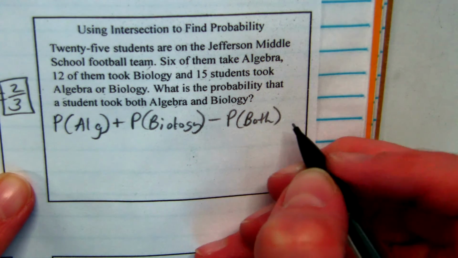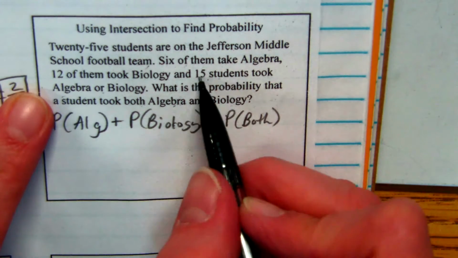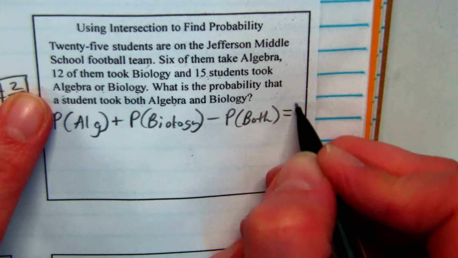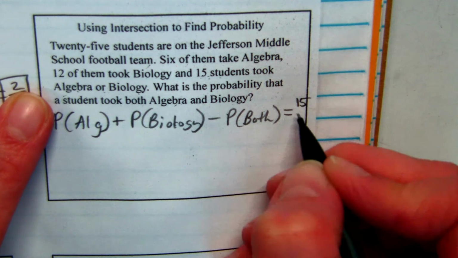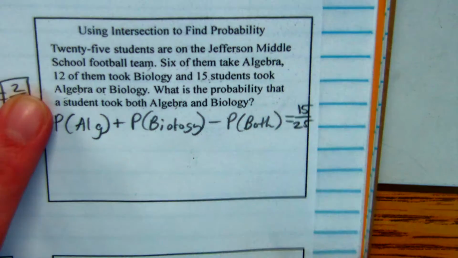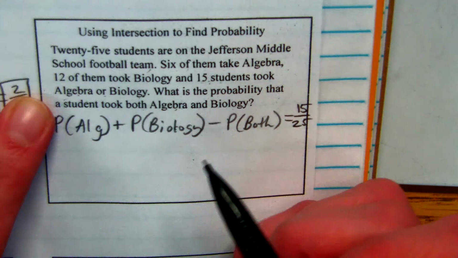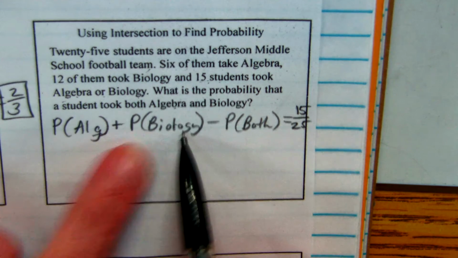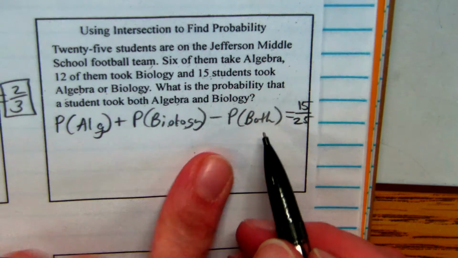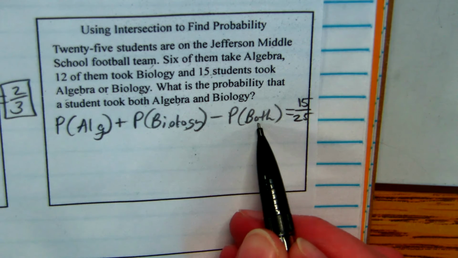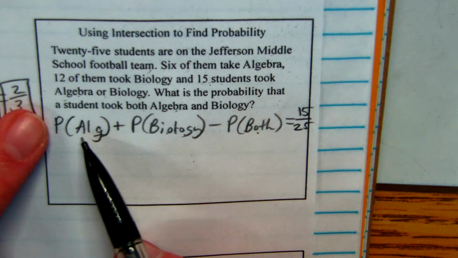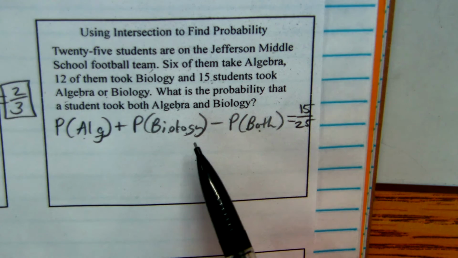And we know that there's 15 that took one or the other. And so that equals 15 out of 25. So it's sort of like an equation. Sorry, I wasn't explaining that well. So we're going to find out how many are in algebra and how many are in biology, but we know some of those overlap. And so we're looking for the probability that they're both, and we know that there's 15 out of 25 that are either here or here.